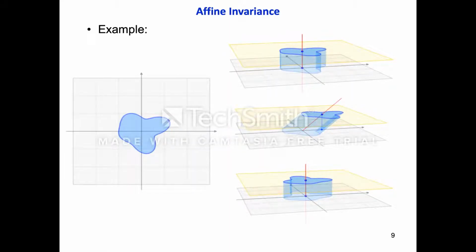Now let's look at an example of affine invariance. On the left side, you see an image in a two-dimensional space, and on the right side, you can see that the image is projected onto an affine space and the transformations are performed in it.